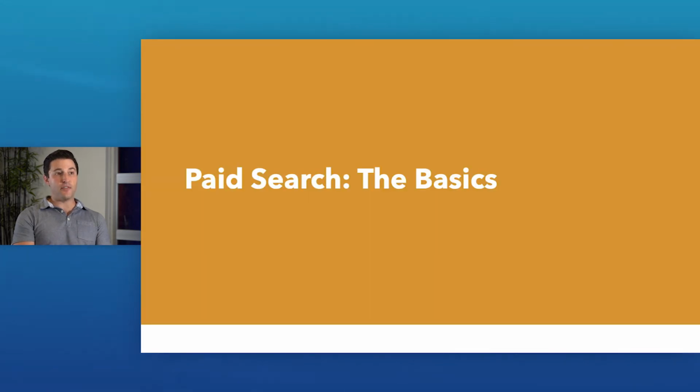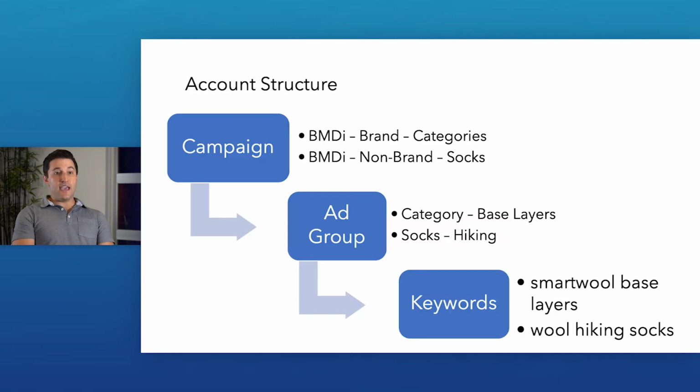So let's talk about the basics of paid search. You have campaigns, ad groups within those campaigns, and keywords within those ad groups. Campaigns are usually comprised of ad groups that have similar characteristics. For example, there might be a categories campaign, and within that, the ad groups might be base layers, shirts, or pants. Within those ad groups are all related keywords.